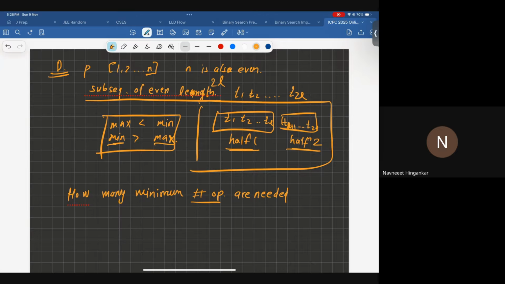This is the trick, by the way. If you want to write the number of something, you can always use a hashtag. How many minimum number of operations are needed?